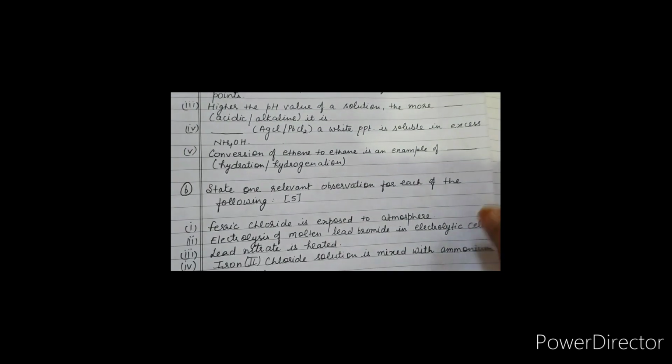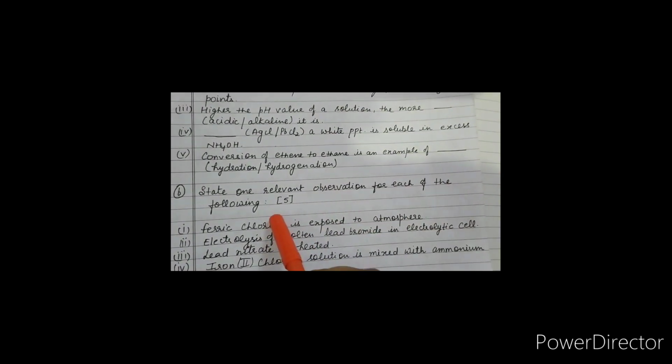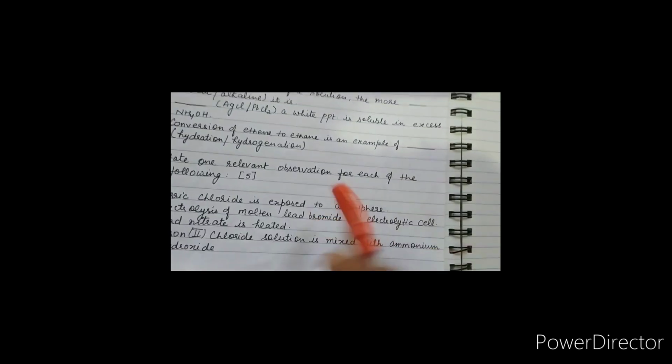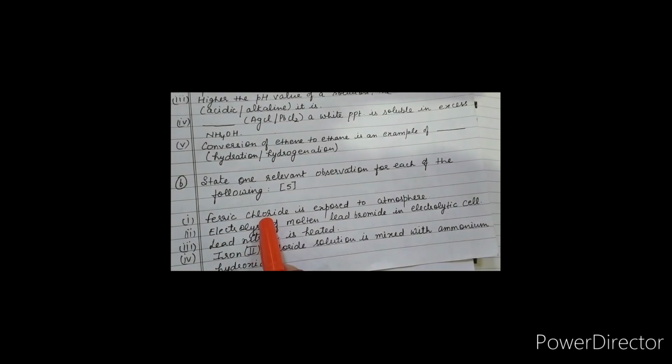Second part is state one relevant observation for each of the following. Number first is ferric chloride is exposed to atmosphere. As you all know that ferric chloride is a deliquescent substance. So you will write, since it is a deliquescent substance, it will absorb moisture from the atmosphere and turn into a yellowish solution.